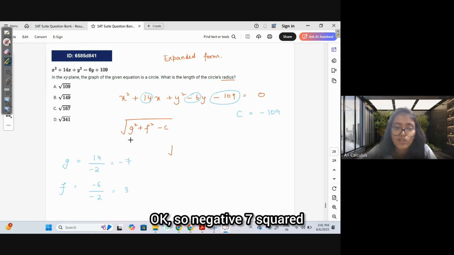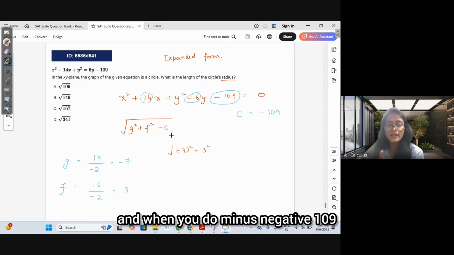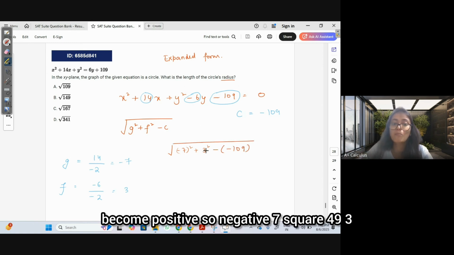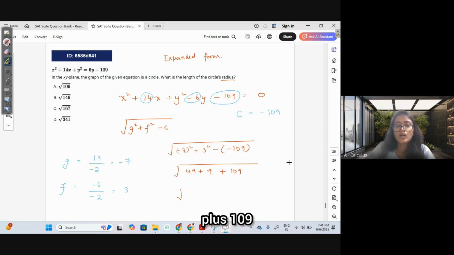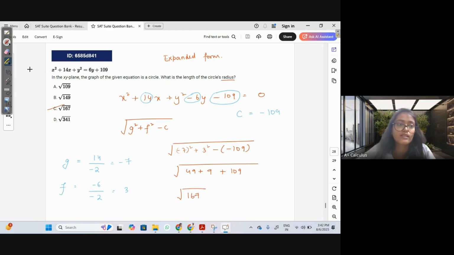So you put these values into this expression, and that will give you the radius. So negative 7 squared plus 3 squared, and now minus c. Your c is already negative, and when you do minus negative 109, be very careful with this part, it will become positive. So negative 7 squared is 49, 3 squared is 9, and this will be plus 109. So 49 plus 9 plus 109. Well, that will be the square root of 167, which is answer choice C.